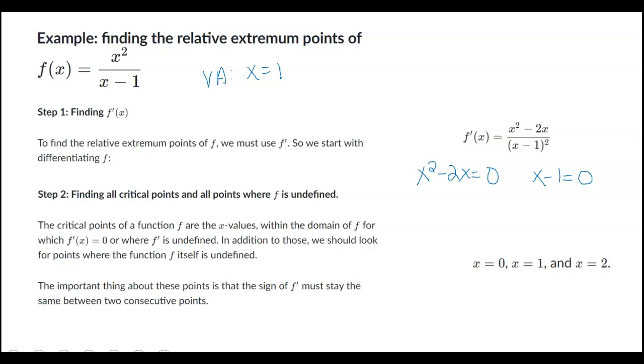X cannot equal 1. It's not in my domain. But it just says x equals 1 is a critical point. It's not a potential extrema.